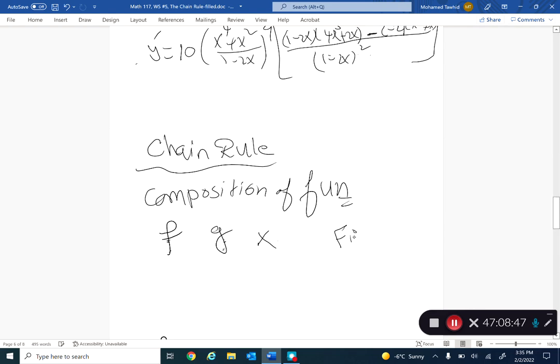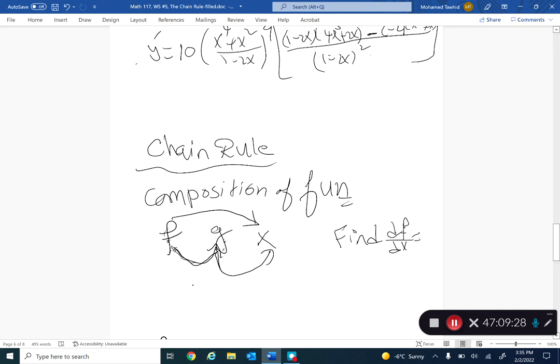What is the question they always ask? They ask you to find df by dx. What is the derivative of your f with respect to x? In order to get the derivative of f with respect to x, I cannot go from here to there directly. What is the derivative of f? I have to go to g first. It's like a bridge, and from g to x. So look what you have. It's like a chain here.